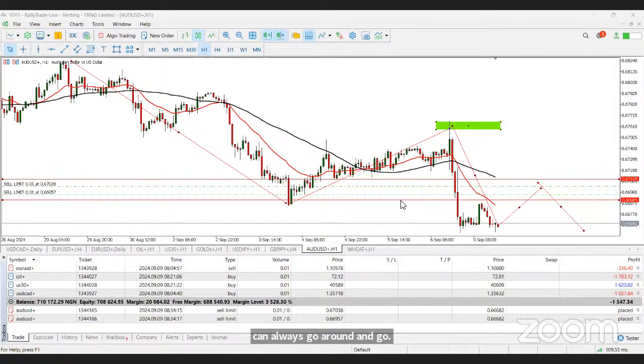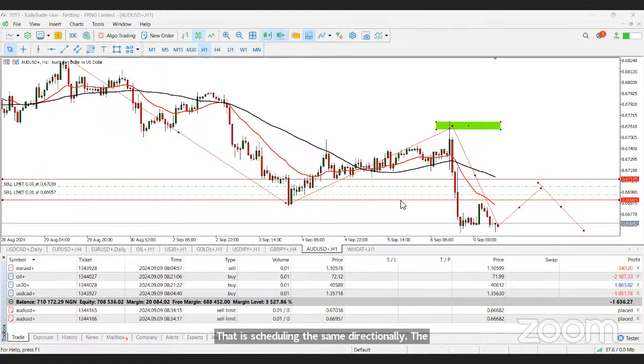So do you advise hedging strategy? I do hedging a lot. If you want to do it, you have to be smart with it. And there are two kinds of hedging. It depends on the one you like. There is hedging in the same direction, and there's hedging in the opposite direction.